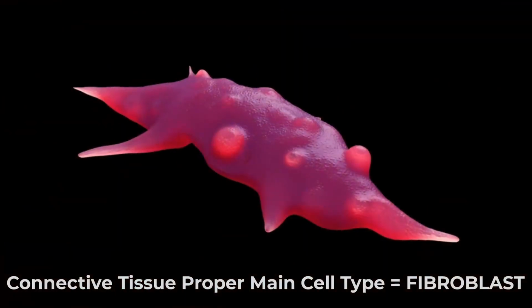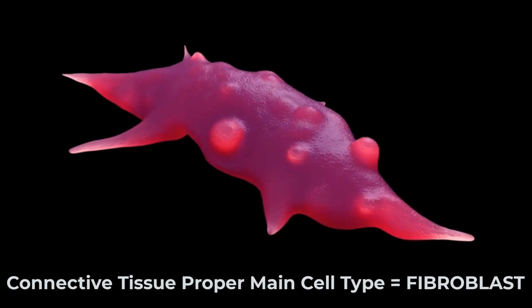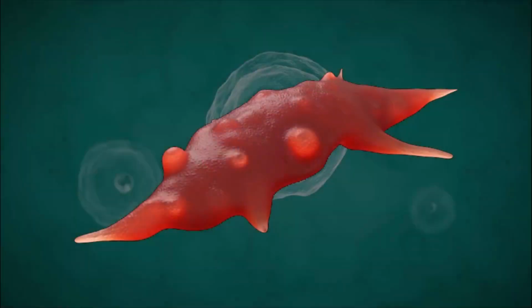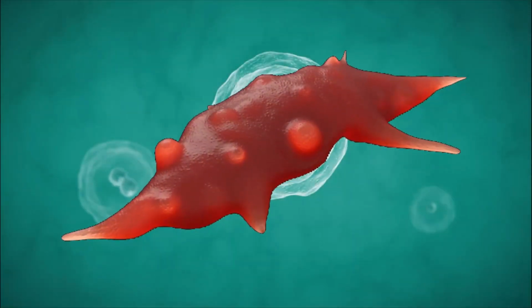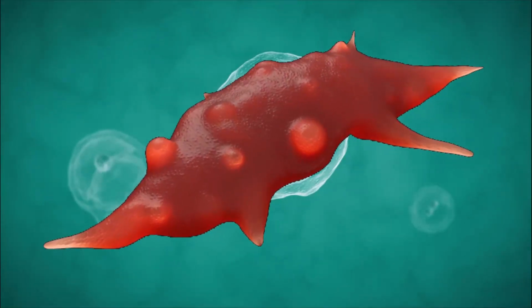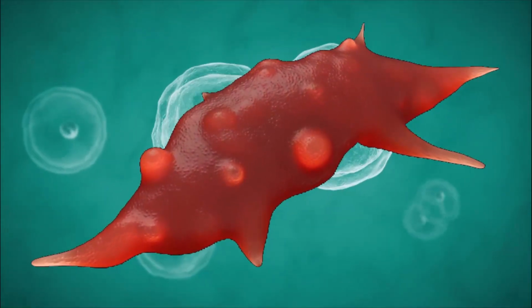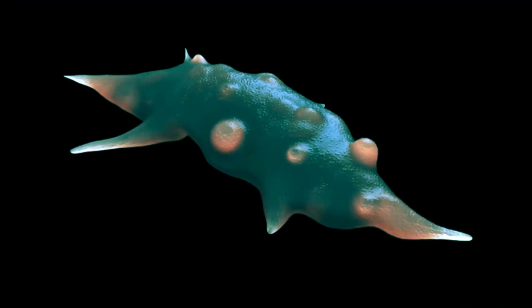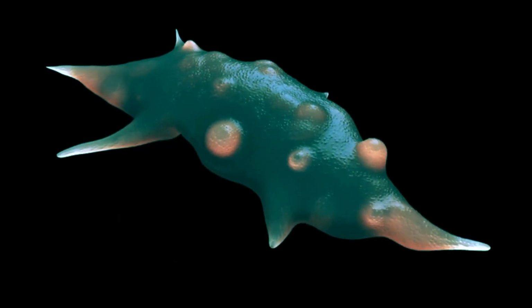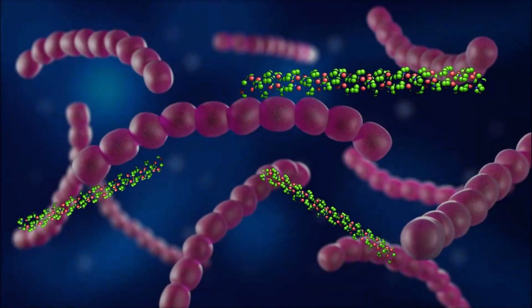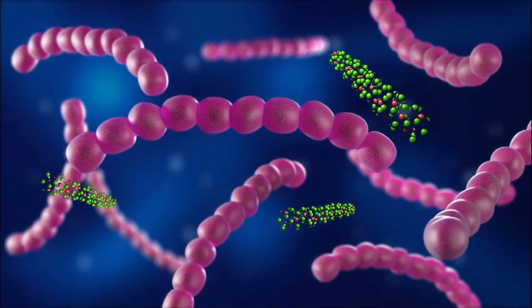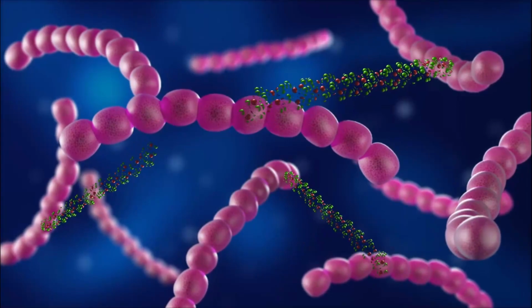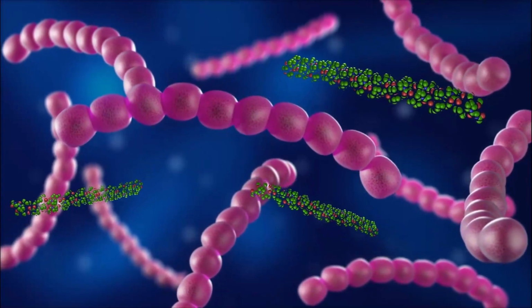The primary cell type in connective tissue proper is the fibroblast. The fibroblast produces components for the extracellular matrix of connective tissue proper, which includes collagen and elastin. The word fibroblast means fiber formers, and they live up to their name. Fibroblasts manufacture proteins and secrete them into the extracellular matrix, where they act as building blocks.